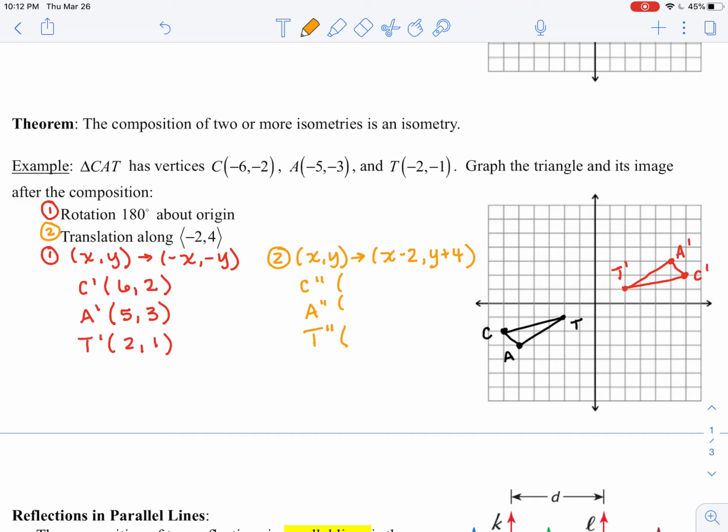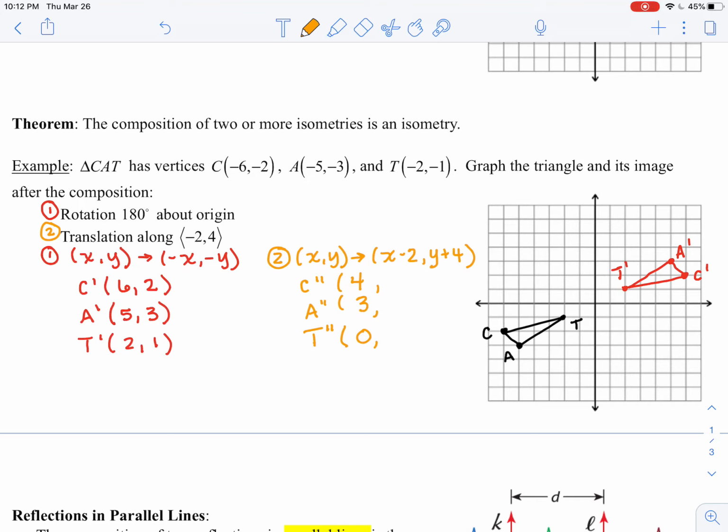So 6 minus 2 makes the first one 4. For A double prime, 5 minus 2 makes its x coordinate 3. And T double prime, 2 minus 2 makes its x coordinate 0.